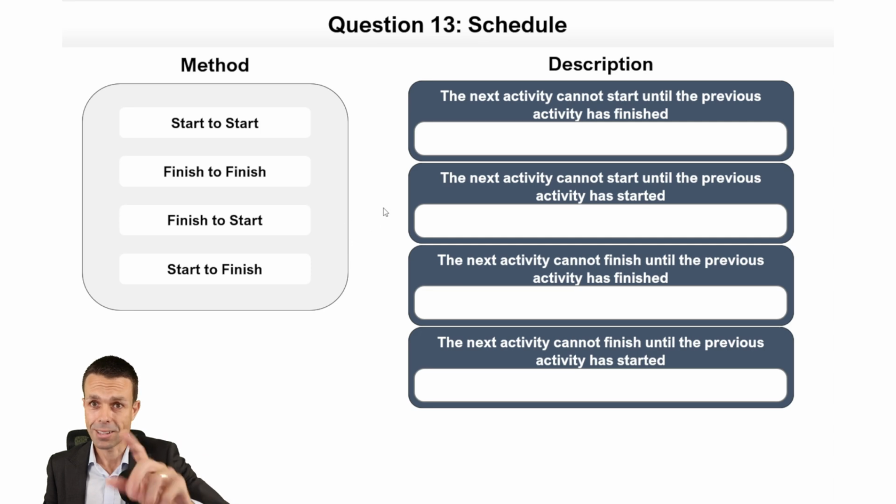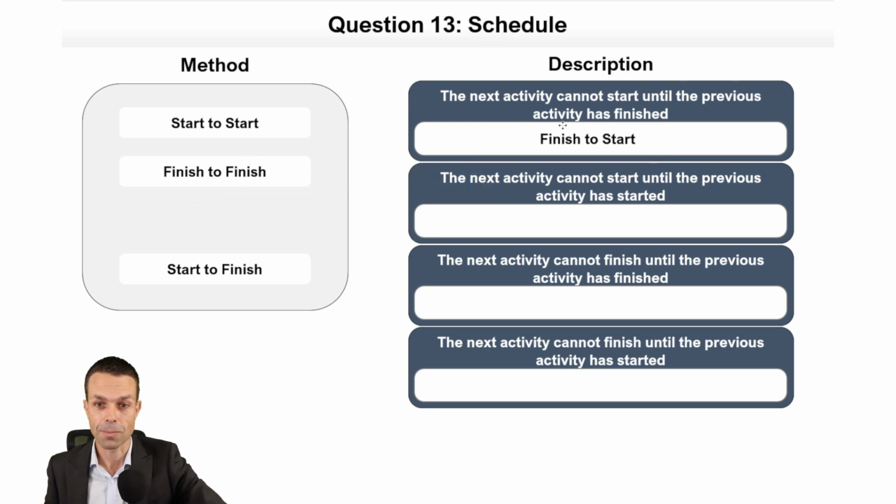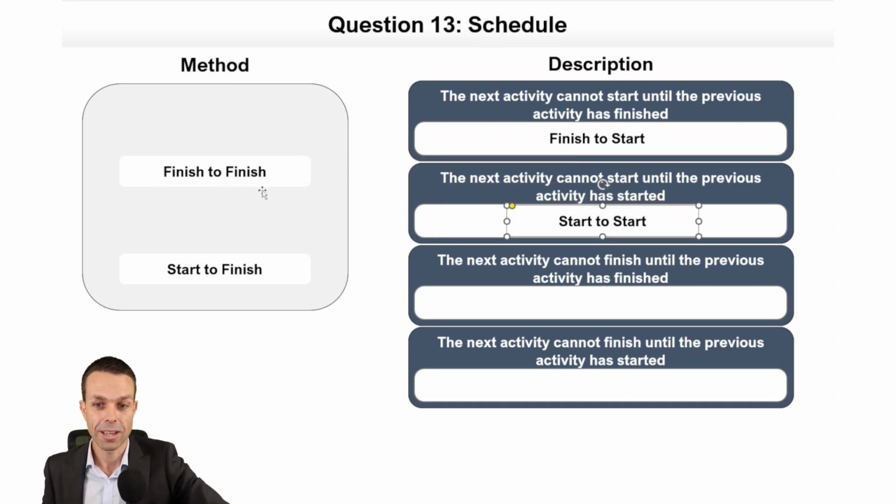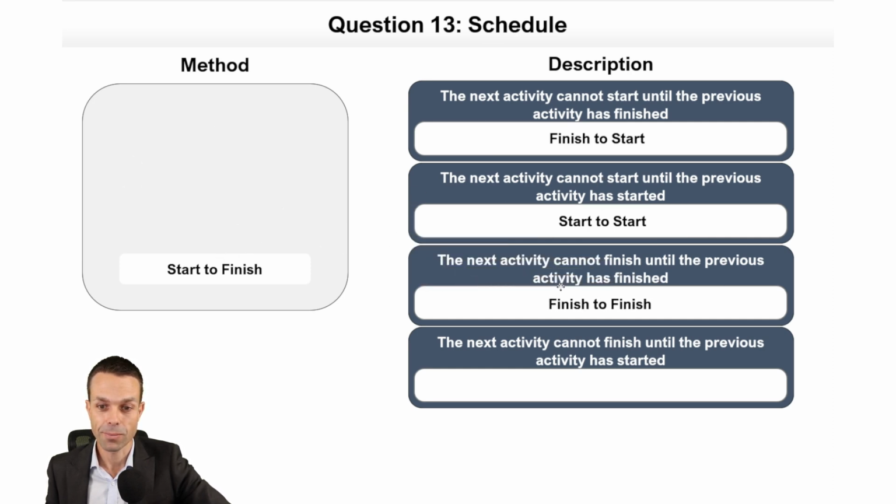So knowing that, let's do this. Should be pretty easy. Let's have a look. The next activity cannot start, so we've got two starts here, until the previous activity has finished. So finish to start. The next activity cannot start until the previous activity has started. That's our start to start. The next activity cannot finish until the previous activity has finished. That's finish to finish. And the next activity cannot finish until the previous activity has started.